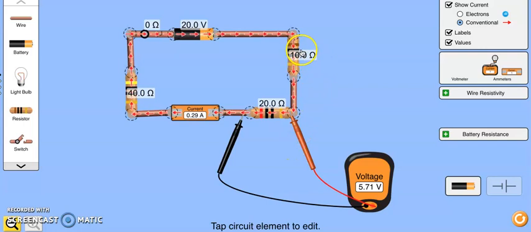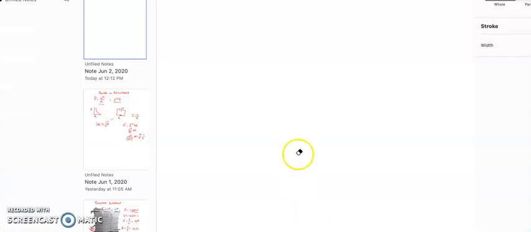I is V over R here, V over R here, V over R here. The R's are different, and so are the voltage drops. And that's an easy mistake to make, to think the voltage across here, here, and here is going to be the same as the battery. It's not. So I'm just going to finish up with a little schematic that will help you visualize this. I've always found it helpful.